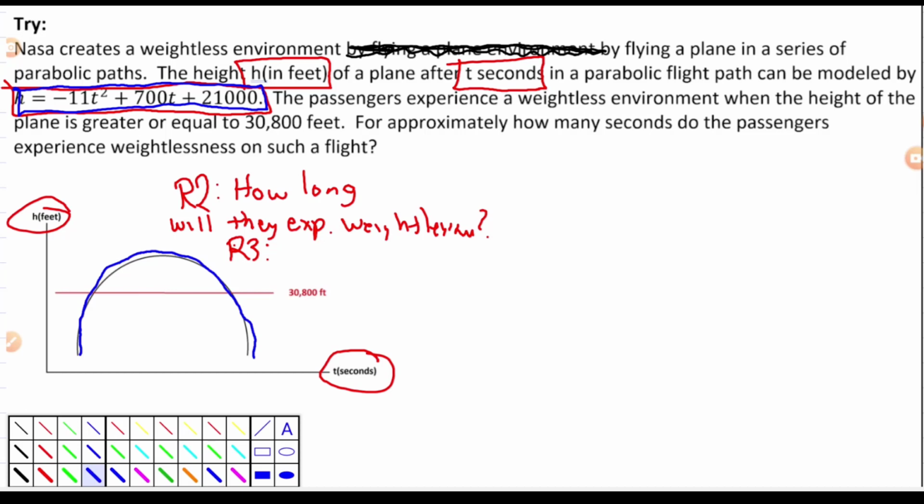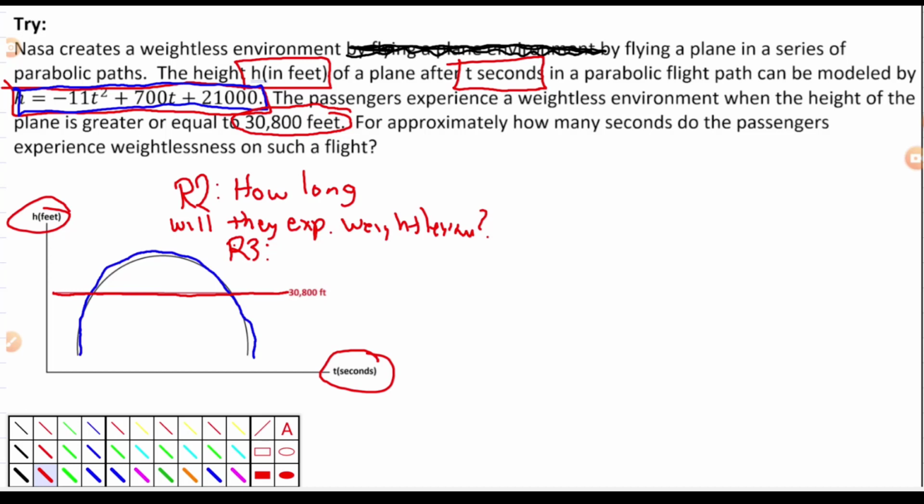The passengers experience a weightless environment when the height of the plane is greater or equal to 30,800. Okay, so this is the important piece. Once we get above this height here, and we have it on the red line there, it's already drawn, so this point right here, once you get above that height, then you're weightless. For approximately how many seconds do the passengers experience weightlessness? Okay, so there's our problem.